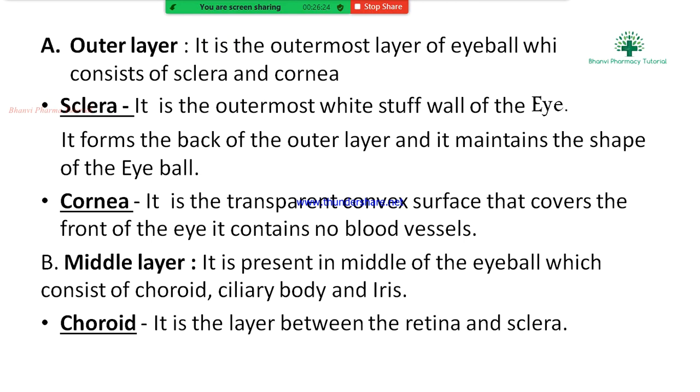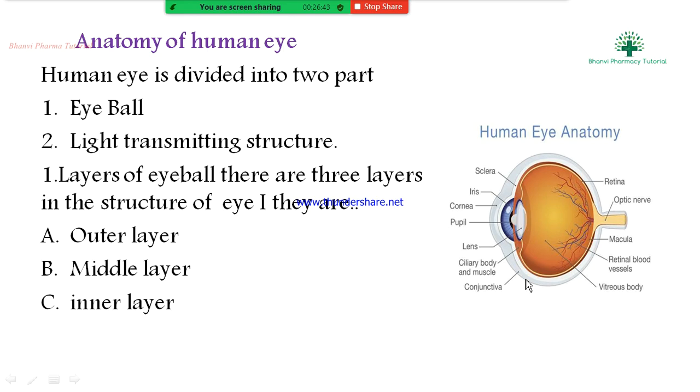Next, the middle layer. It is present in the middle of the eyeball, which consists of the choroid, ciliary body and iris. You see the diagram of choroid, ciliary body and iris. This is the iris. This is the ciliary body. This is the iris.